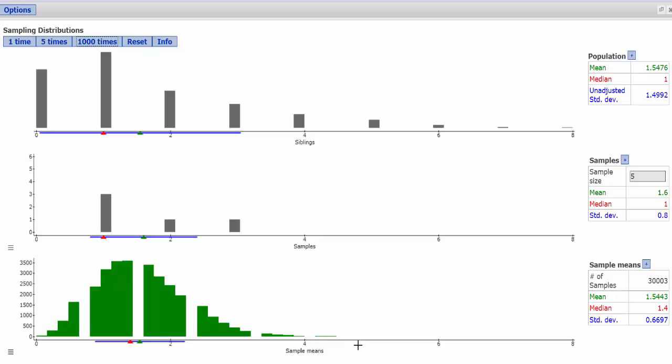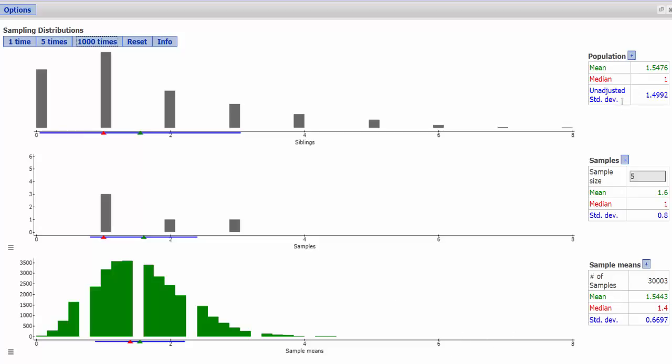Again, there's a little gap just because of the bin width, but if you could imagine drawing a smooth curve over this, you would see that, like the population, this distribution for sample means is a little skewed to the right. However, there's not nearly as much variability in our sample means as there were in just the individual observations, right? Because with individual observations, it was possible to have 6 or 7 or 8 siblings, but we see it's not possible to have means that high.